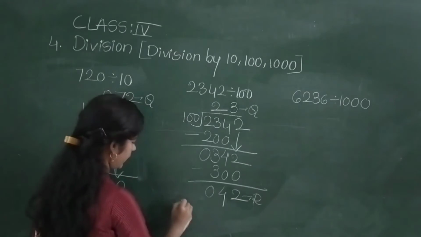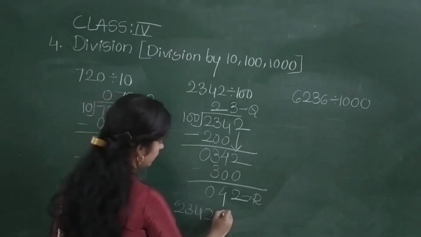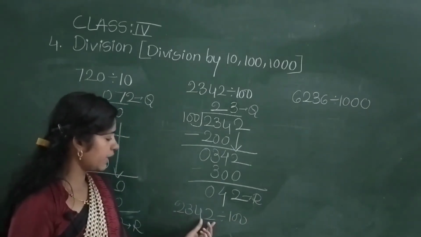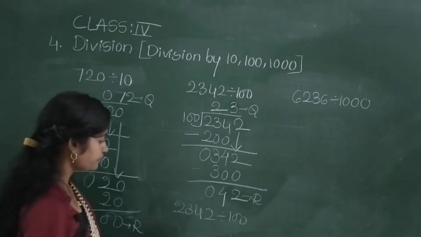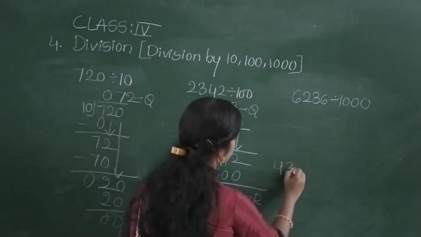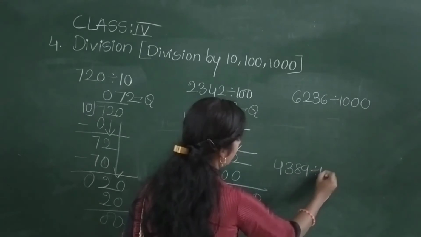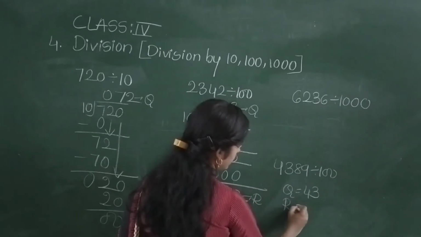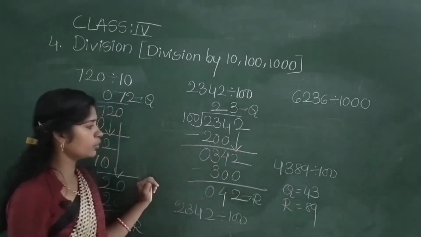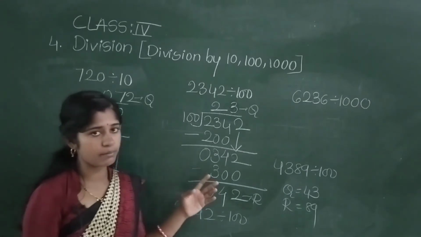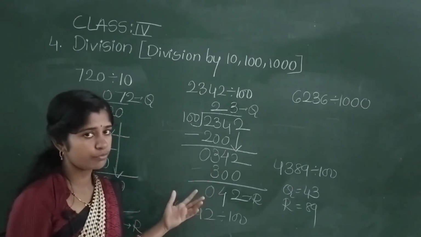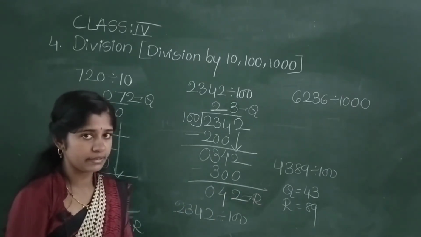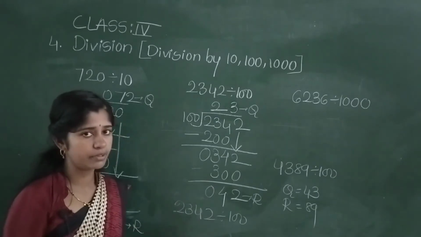Okay, so when I divide 2342 by 100, see here, the first 2 digits you take as the quotient and the last 2 digits you take as the remainder. For example, 4389 divided by 100: then the quotient is 43 and the remainder is 89. If you know this trick, then you can solve all the examples. There is no need to write all the steps. If you know, then you can write directly. If you have a confusion, then solve this type of example.